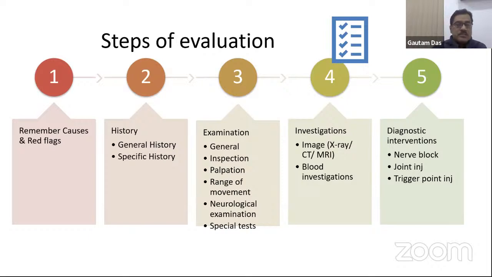Then another important cause is your interspinous ligament. Interspinous ligament, particularly the spines which are more kyphotic, that means C6-7 or C7-T1. The C7 is the most protruded spinous process. So in these areas, the interspinous ligament sprain or enthesitis is also one of the common causes of neck pain. So sometimes it is caused by whiplash injury.